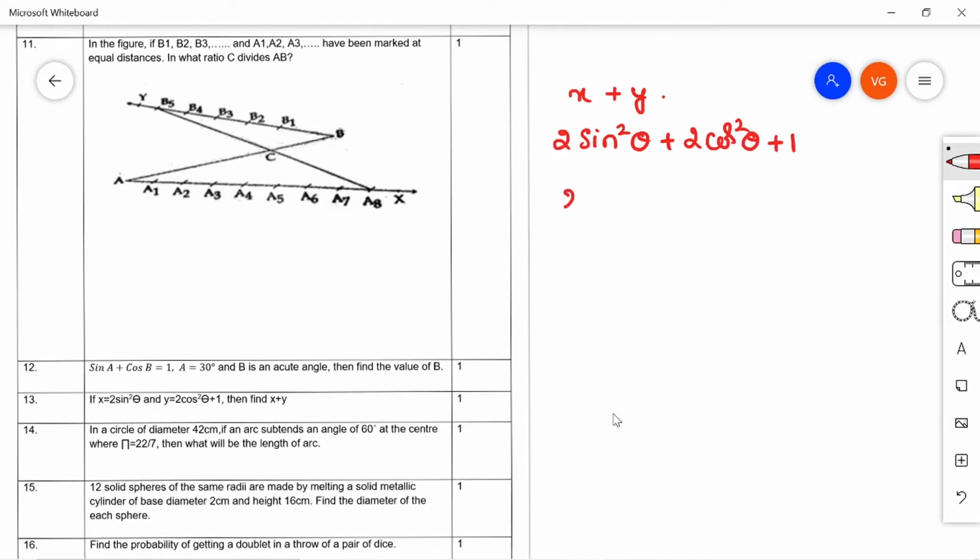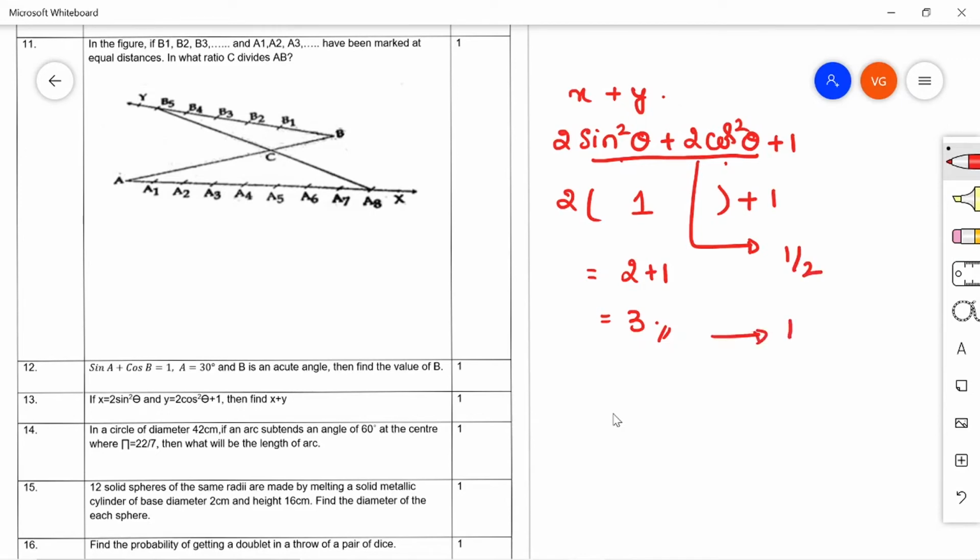Take 2 common, sin square theta plus cos square theta, you will get it as 1. Right, from the identity, sin square theta plus cos square theta is equal to 1. So 2 plus 1 is 3. So the answer is 3 for question number 13. So when you write sin square theta plus cos square theta is equal to 1, you will get half mark. Finding the final answer, you will get another half mark here.